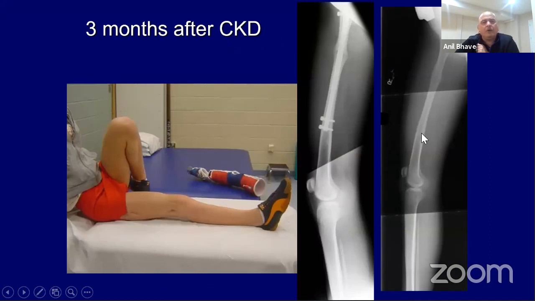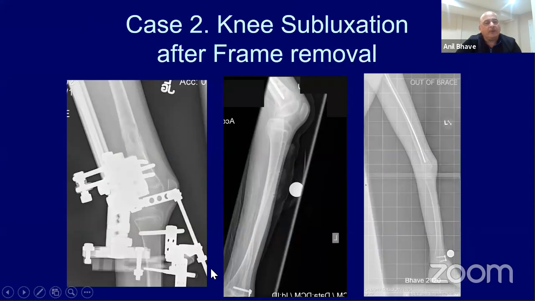This is after her removal of the fixator. This girl is now a full-fledged ER doctor. This is a 15-year-old case. I think 2005 we treated her. So you can achieve results like this with just proper splinting and therapy in most of the patients.